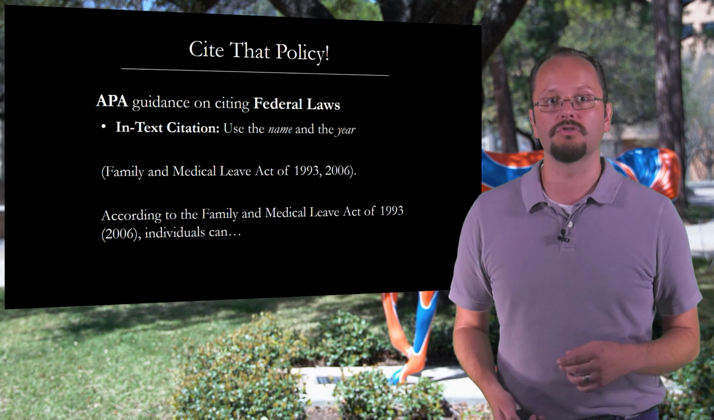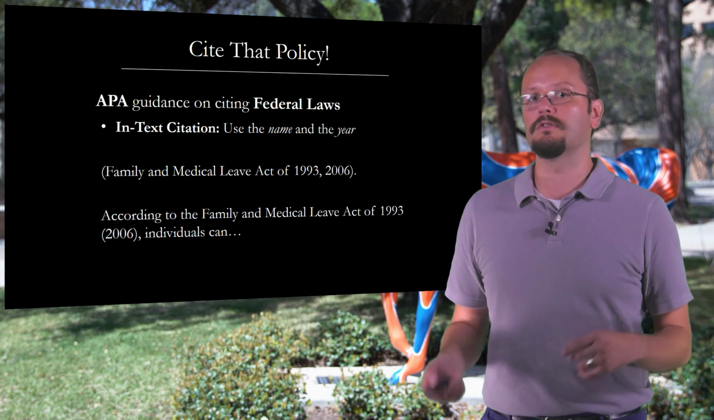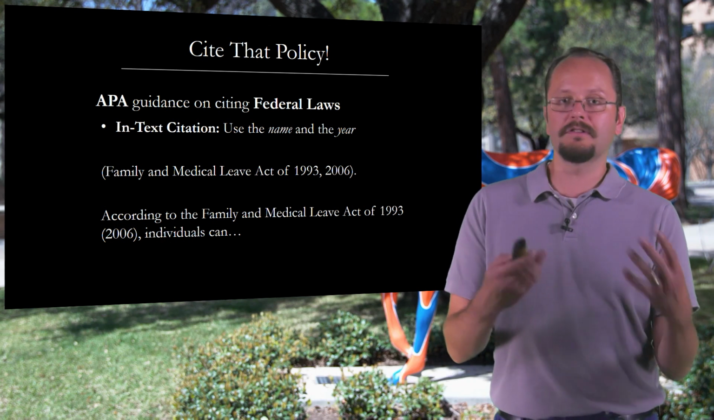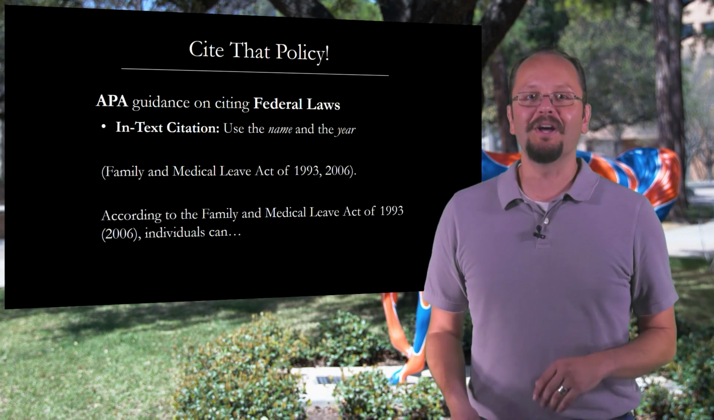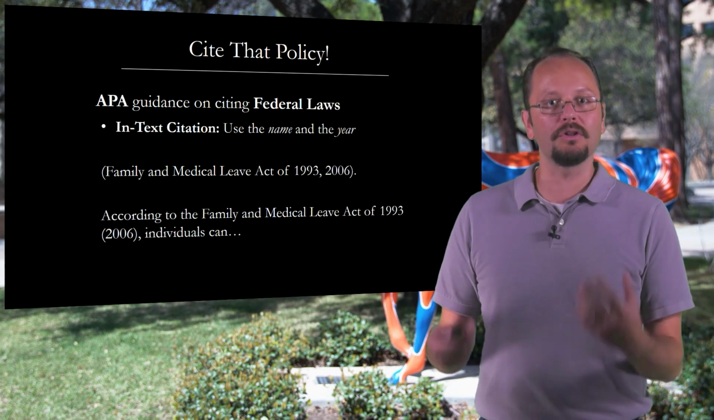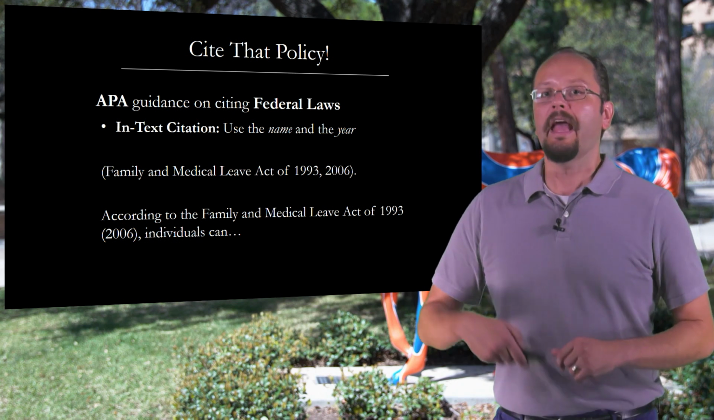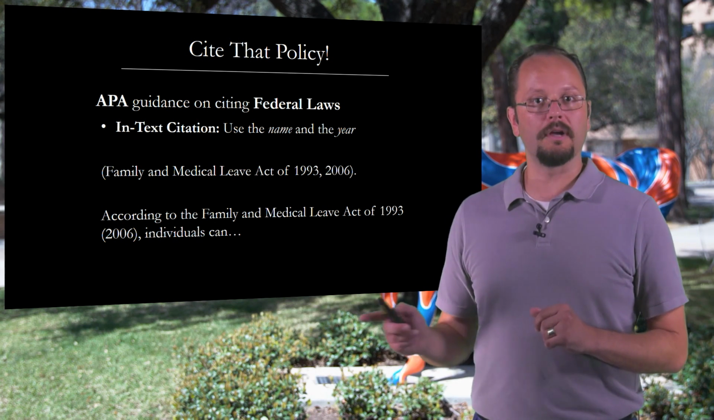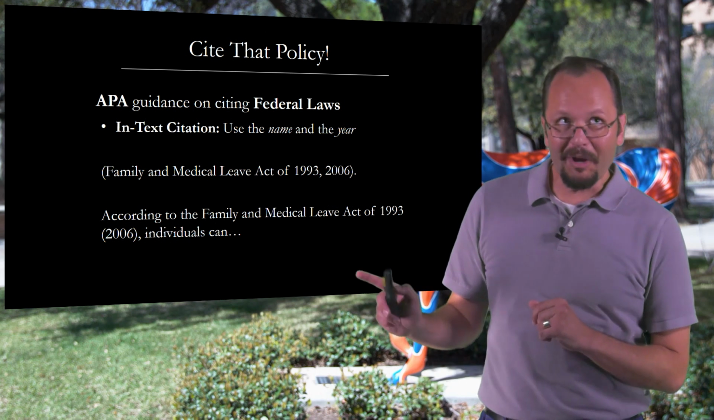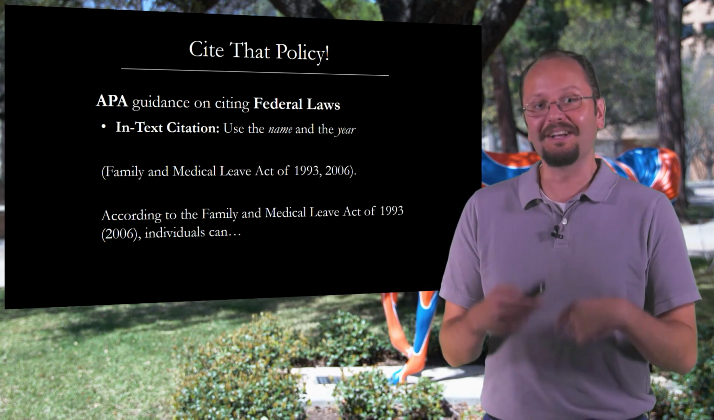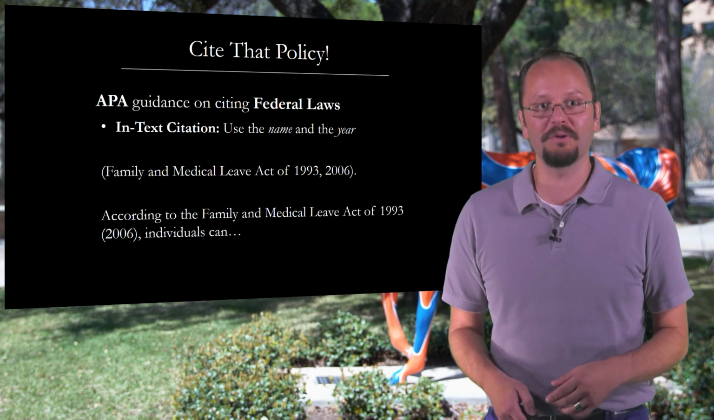in our in-text citation. So an in-text citation at the end of a sentence, suppose I say, and the law does some stuff to make things better. In parentheses at the end of the sentence, I'm going to include the name of the law, Family and Medical Leave Act of 1993, and the year of the U.S. Code, comma, 2006. This is going to look a little weird because we have a name that's including a year. So make sure you have both of those.